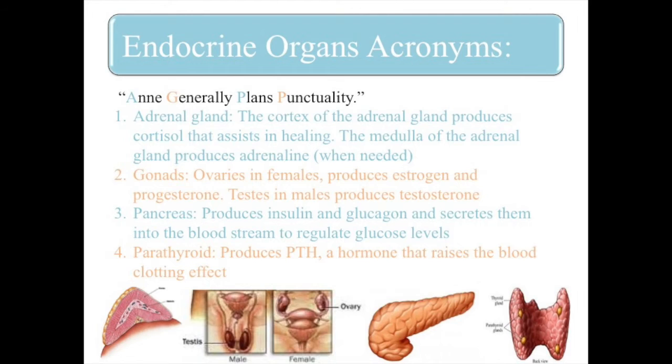The cortex of the adrenal gland produces cortisol that assists in healing, and the medulla of the adrenal gland produces adrenaline, or epinephrine and norepinephrine, when needed. The G in generally stands for gonads. And gonads are ovaries in the females that produce estrogen and proestrogen, and gonads in males are the testes, and that produces testosterone. The P in plans stands for pancreas, and the pancreas produces insulin and glycogen and secretes them into the bloodstream to regulate glucose levels.